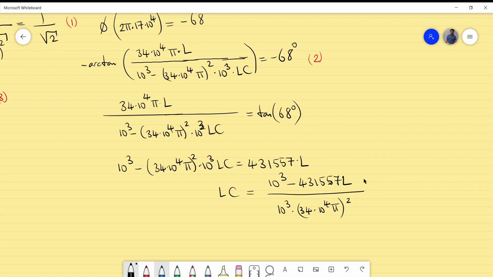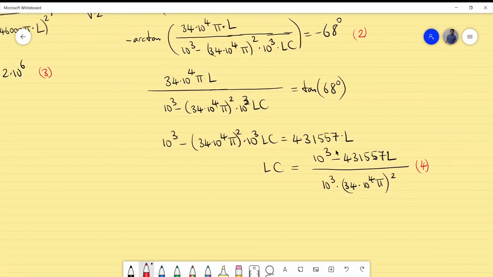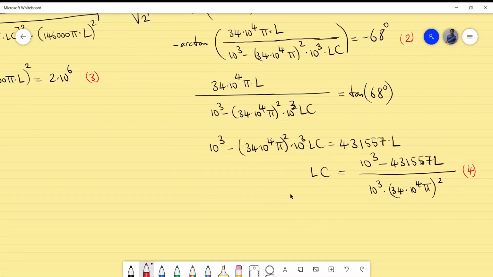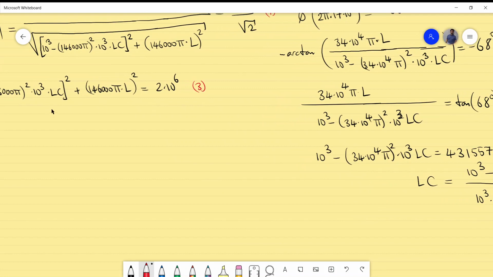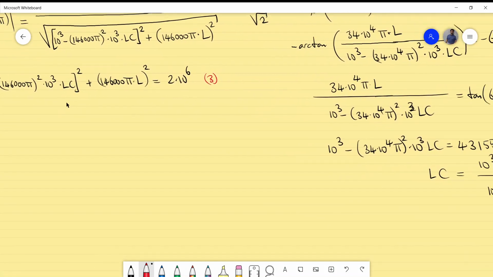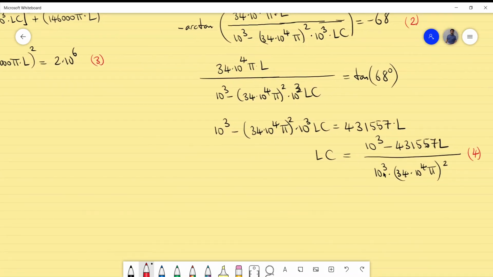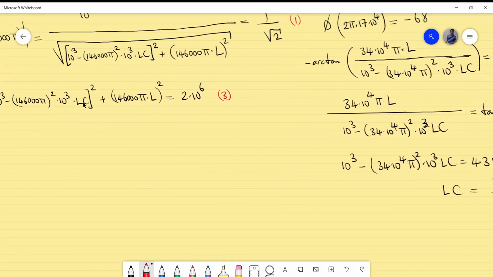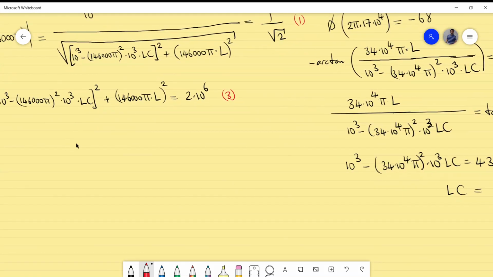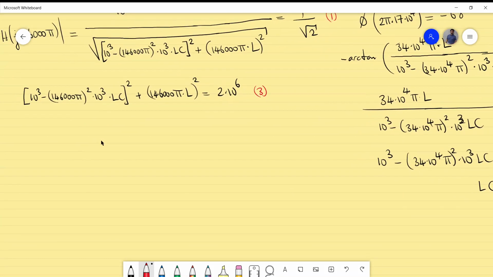So I denote this as a new equation number 4. I have now a very nice situation, because I have now equation number 4, which I have actually wanted already. This is now LC, and I can now substitute that in this equation number 3. So I will take this completely and place it in here. It will be, of course, a huge equation, but then I have only one unknown. So we have to do something.